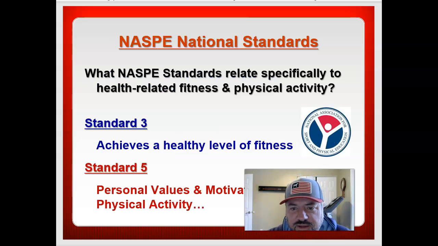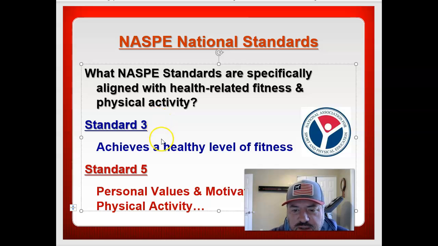So we talked about NASPE, the National Association for Sport and Physical Education, and their standards. So what NASPE standards relate specifically to health-related fitness and physical activity? All right, Standard 3 and Standard 5 is the answer. So if we remember, Standard 3 is we're helping a student achieve a healthy level of fitness. And then Standard 5 is we're determining if somebody personally values or what their motivations are related to physical activity. Do they value it for cooperation, for teamwork, for fitness-related goals, the way it makes them feel, the ability to work in a group? So Standard 3 and 5 are directly aligned with health-related fitness and physical activity.